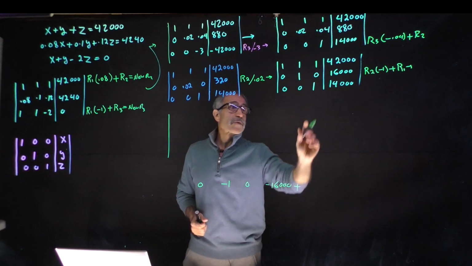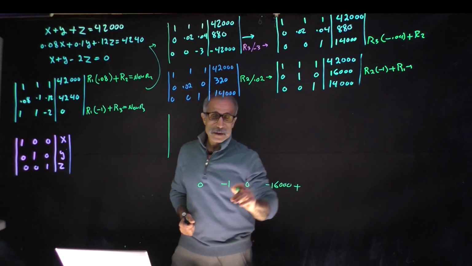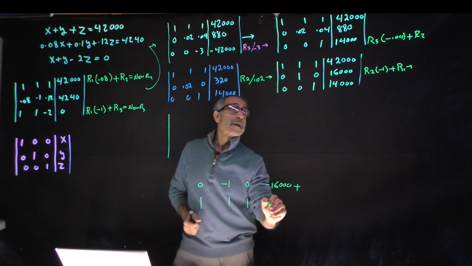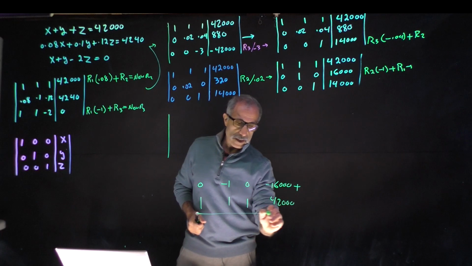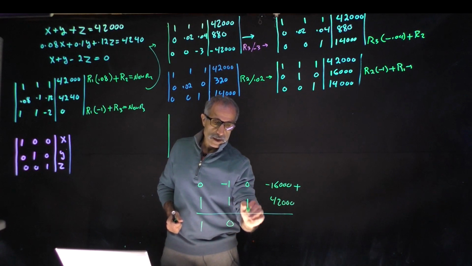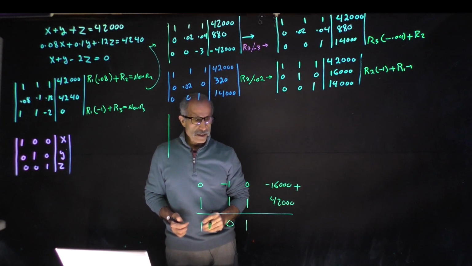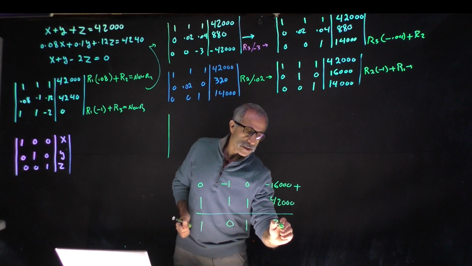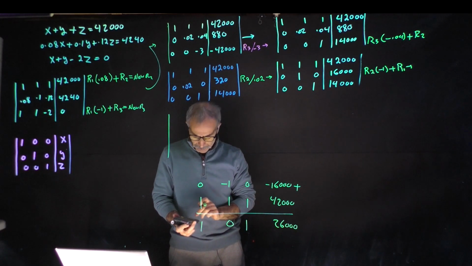Now I'm going to add that to row 2. To row 1, I'm sorry. So row 1 is 1, 1, 1, 42,000. So that becomes 1, that becomes 0, that becomes 1, and 42,000 minus 16,000, that's 26,000. So that becomes 26,000. Let me double check that number. I think that's correct.